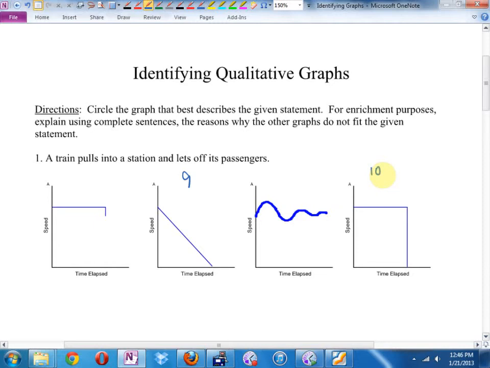Okay, so when a train pulls into a station, does it slow down? Yes. So if it didn't slow down, I think you'd have a horizontal line. I think that can't be right because that train is not slowing down at all. What's happening right here? Oh, it's come to a stop. So this one here, the train speeds up, slows down, speeds up, slows down. It is not coming to a stop. Now, this one does come to a stop.